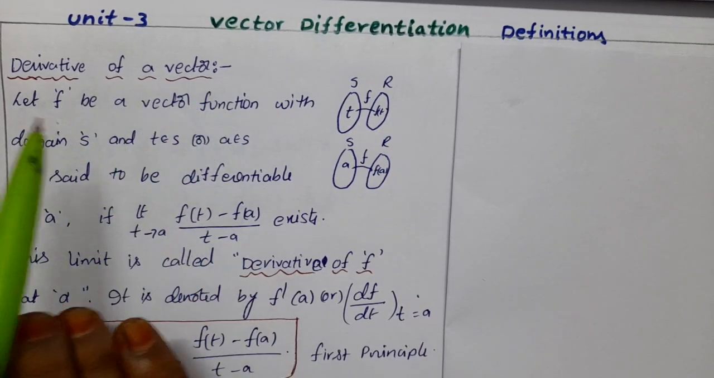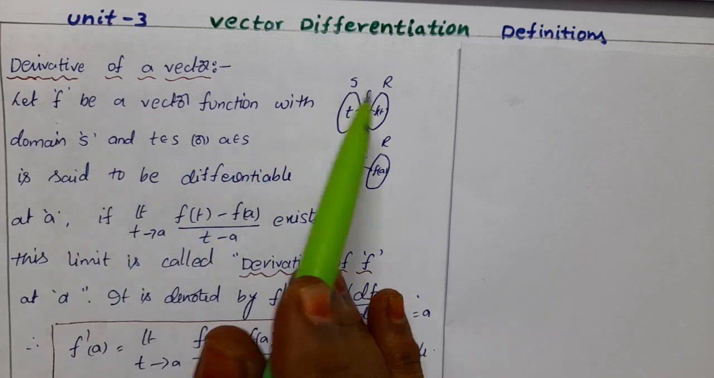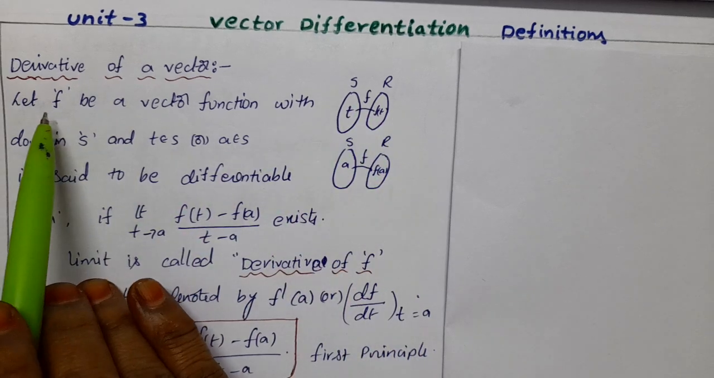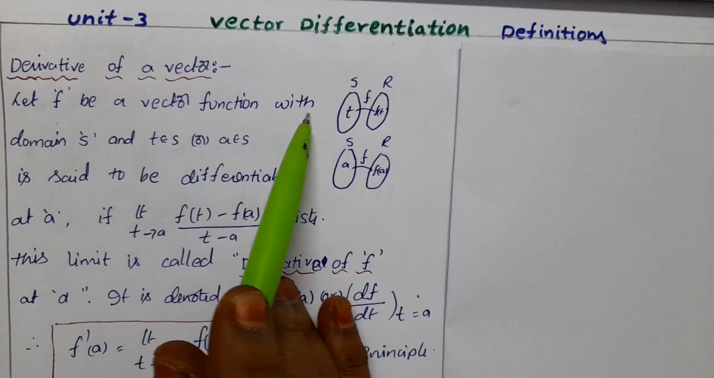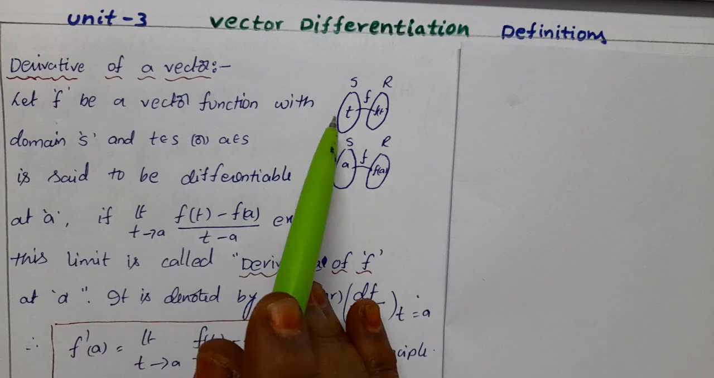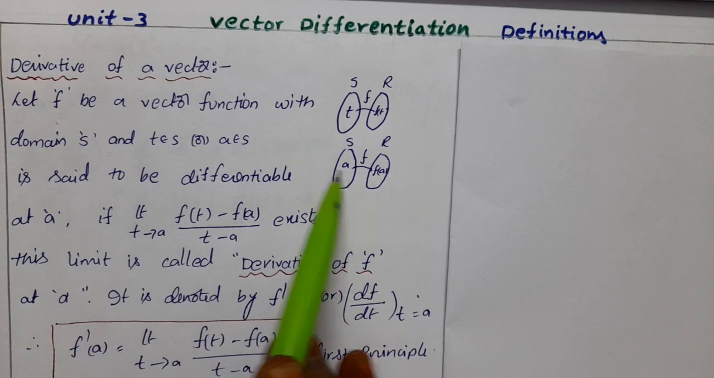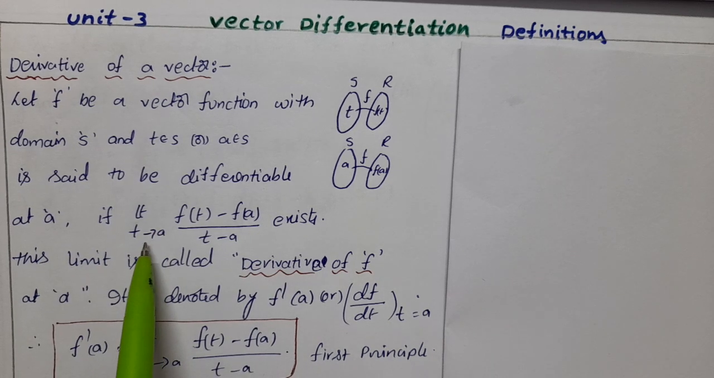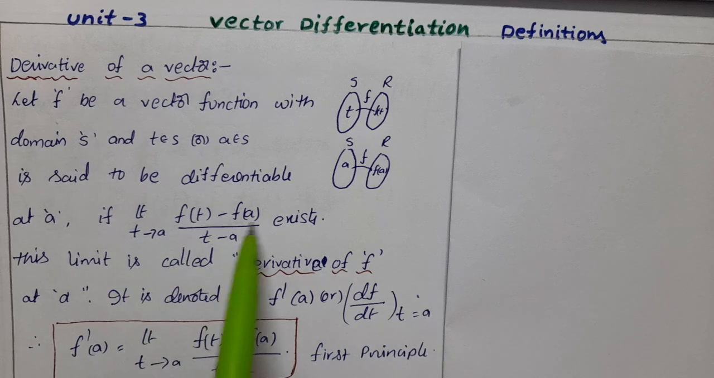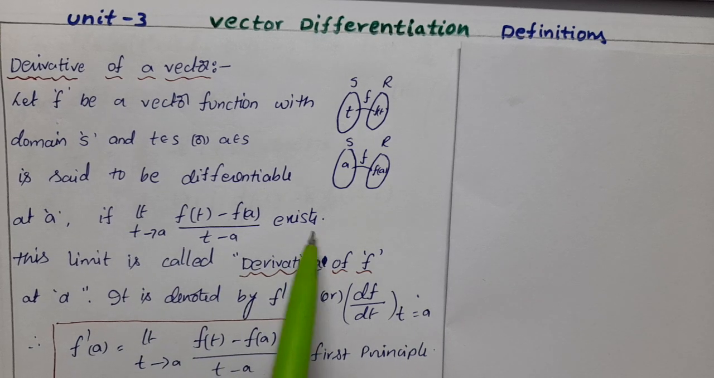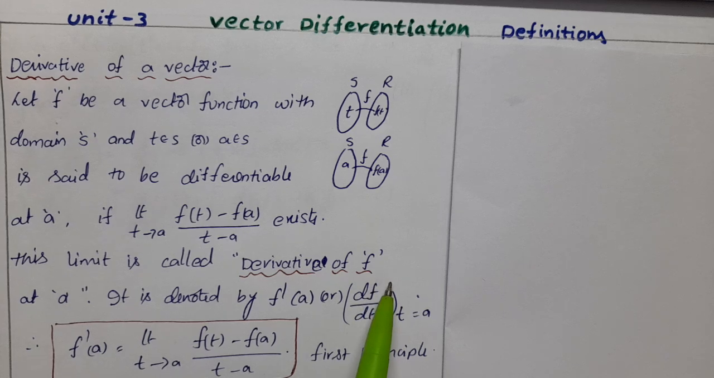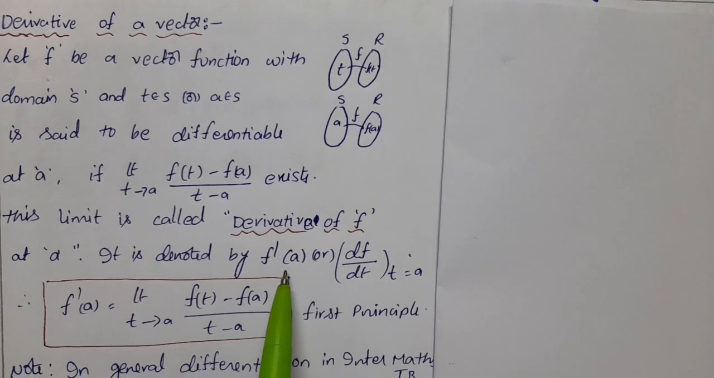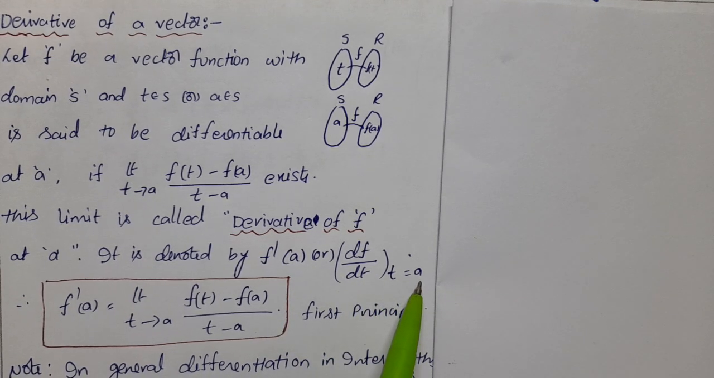Derivative of a vector. Let f be a vector function with a domain S. Here S is called domain and R is called codomain. Let t belong to S, or an element a belongs to S; f is said to be differentiable at a if the limit as t tends to a of (f(t) minus f(a)) by (t minus a) exists. This limit is called the derivative of f at the point a. It is denoted by f dash of a or df by dt at t equal to a.